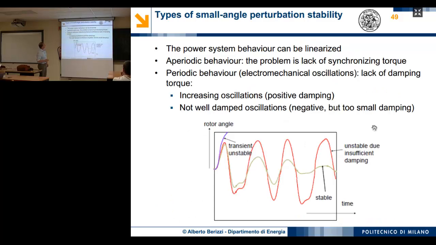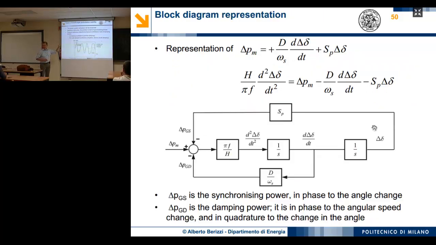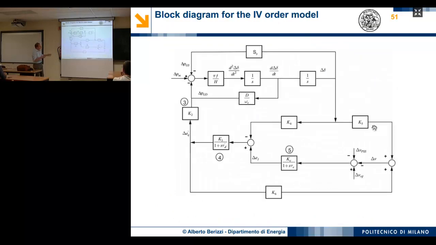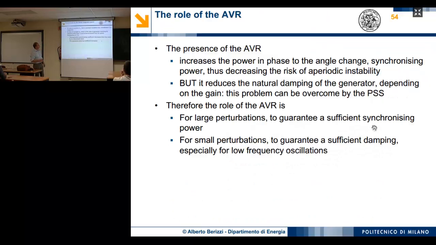So I will skip all these subjects, but if you want to have a look, it's not prohibited. So the automatic voltage regulators have a lot of goals, not only the simplest one.